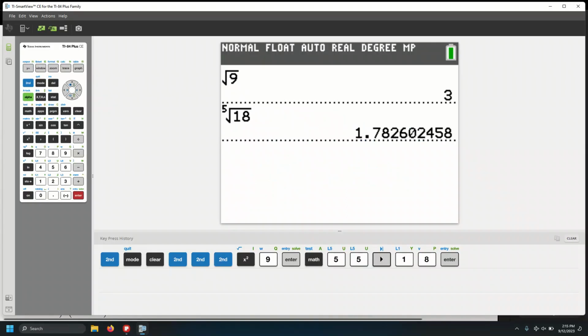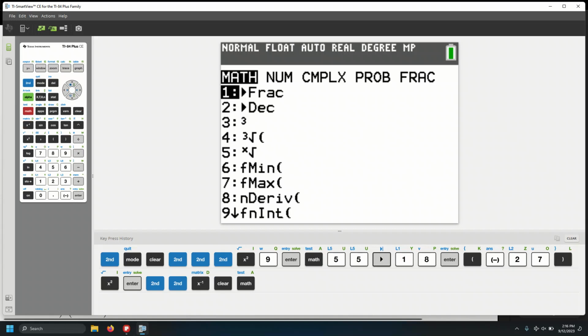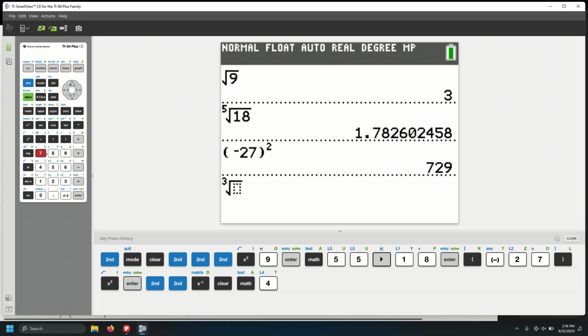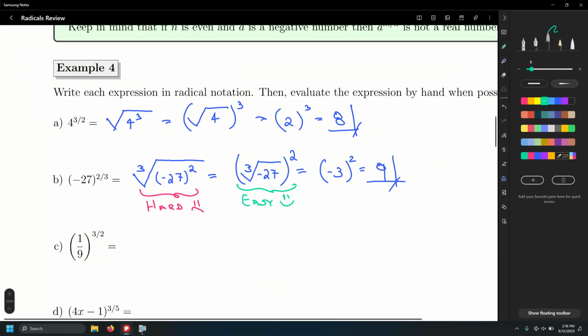Okay, let me do it in the calculator, that is parentheses, negative 27, squared. That's a big number, 729. Now the cube root of 729, and that equals 9. You should get the same result. However, I'd rather go the easy way rather than the hard way, but it works the same way.